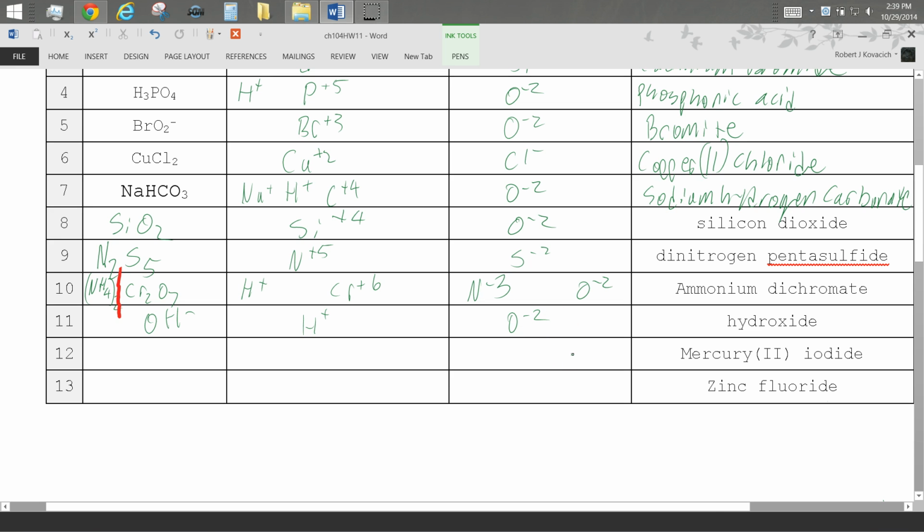Mercury(II) iodide, well, that one's pretty easy. So I've got an Hg and then an I2, and the charge on the mercury is 2 because it told us it was, and then the iodine's charge is a -1. And how about the zinc fluoride? The zinc's always a +2, so then I need 2 fluorines to go with that, and fluorine's always a -1.